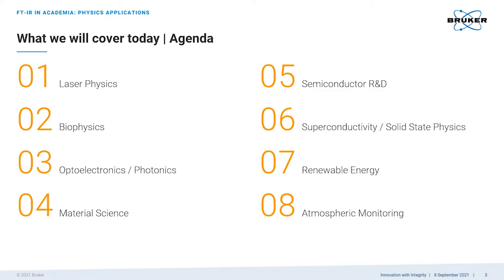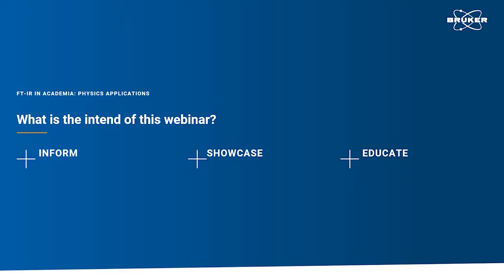So what is the general intent of this webinar? Well, we mainly want to do three things. First, we give a broad overview across the FTIR applications in physics, and occasionally we will also dive a little bit into the application to explain it better. By doing so, we hope to draw a clear picture of IR spectroscopy, where it is really good at and how you can apply it in your own research.